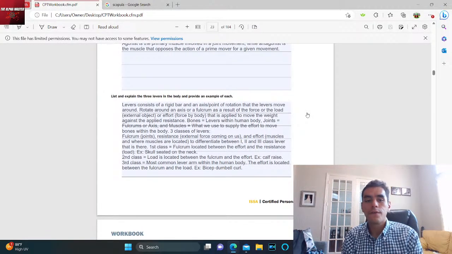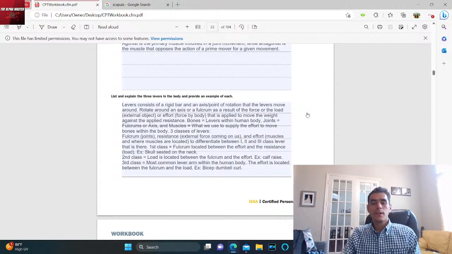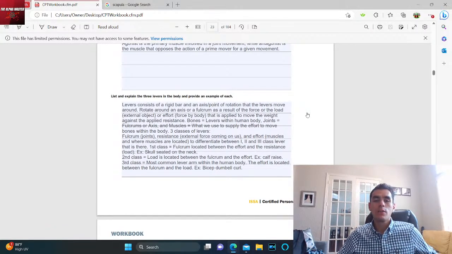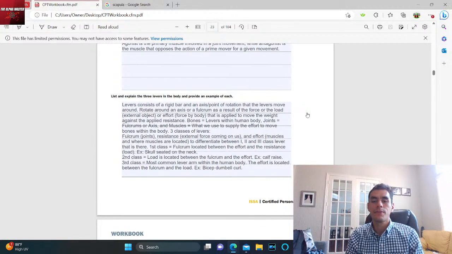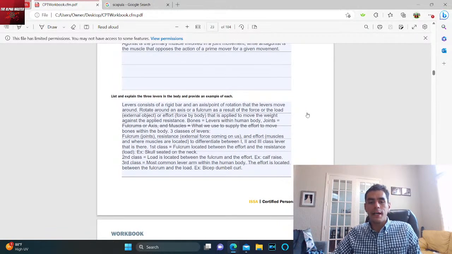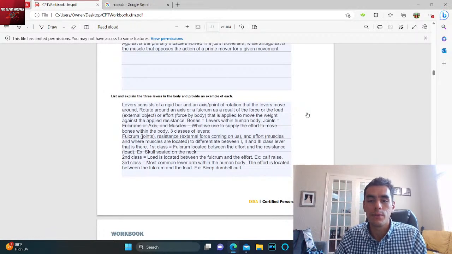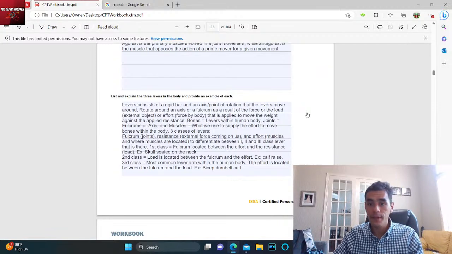So you have three classes of levers. The fulcrum is going to be the joints, the resistance is going to be the external force coming on us, and the effort is going to be the muscles. Where the muscles are located differentiates between first, second, and third class levers.